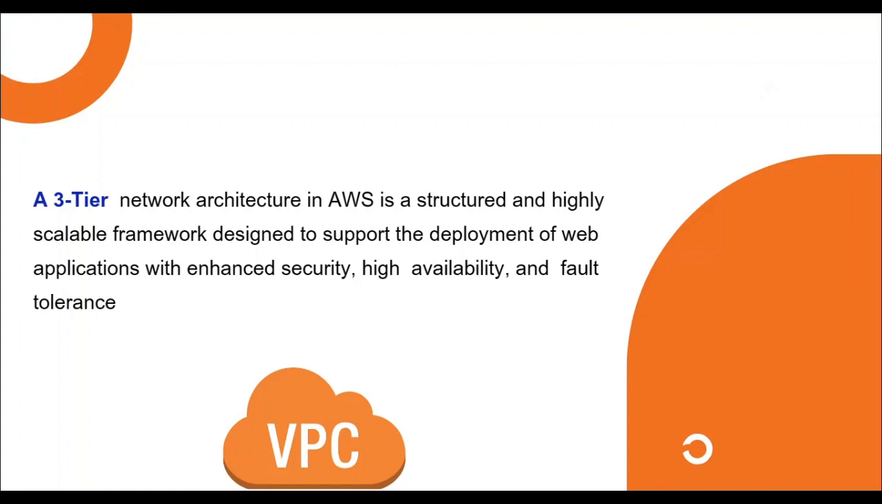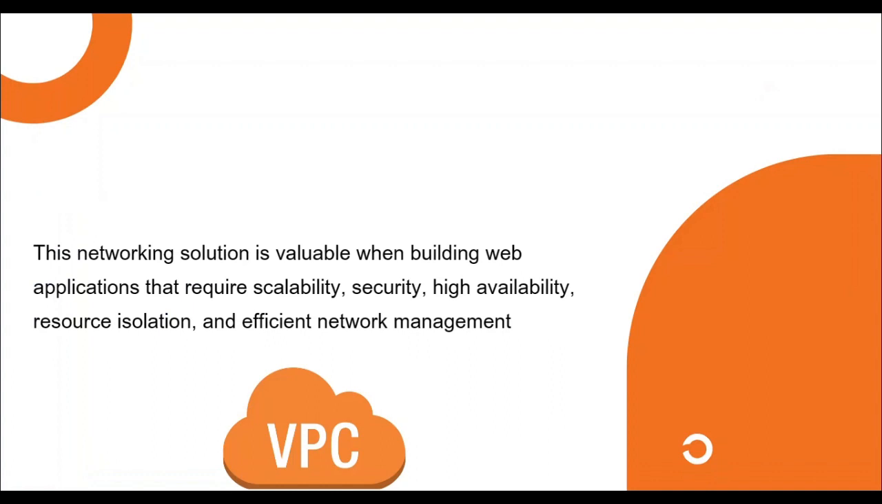You can build a three-tier network architecture with VPC in AWS, which can give you a structured and highly scalable framework designed to support the deployment of web applications with enhanced security, reliability, high availability, and fault tolerance. So basically, this networking solution is valuable when you're deploying a web application in AWS that requires scalability, security, high availability, resource isolation, fault tolerance, and efficient network management.